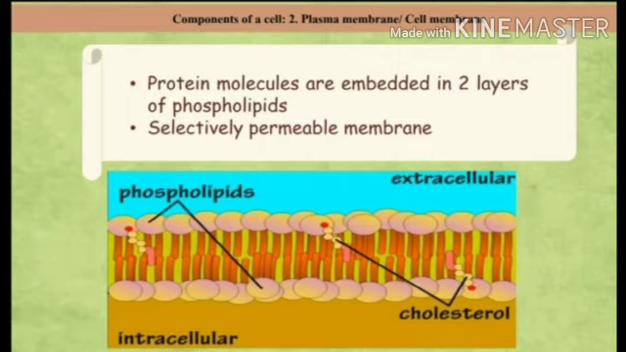Now let's see the structure of the plasma membrane. Now the protein molecules are embedded in the two layers of phospholipid. The plasma membrane is said to be a selectively permeable membrane, as it allows some substances to enter the cell while it prevents others, due to which the molecules which are useful like water, oxygen, salt, etc. enter the cell and carbon dioxide can exit from the cell.